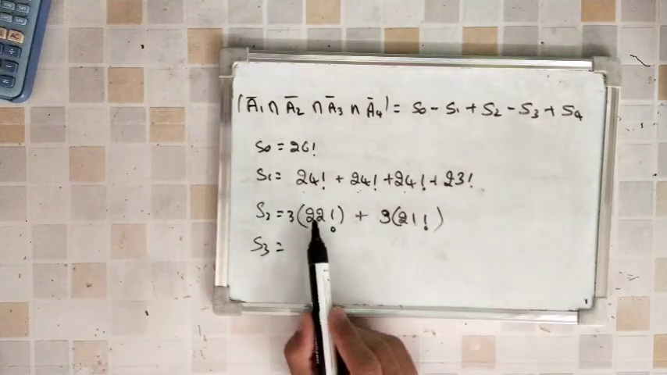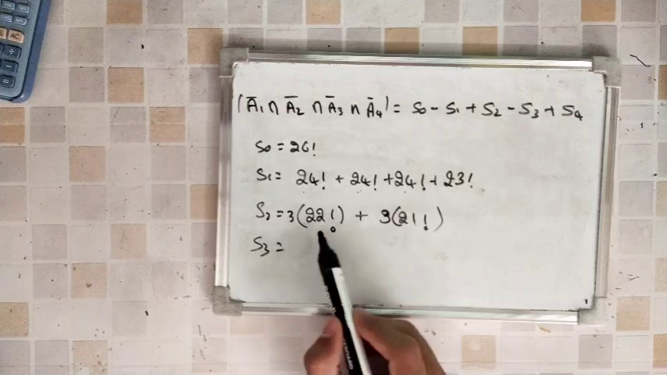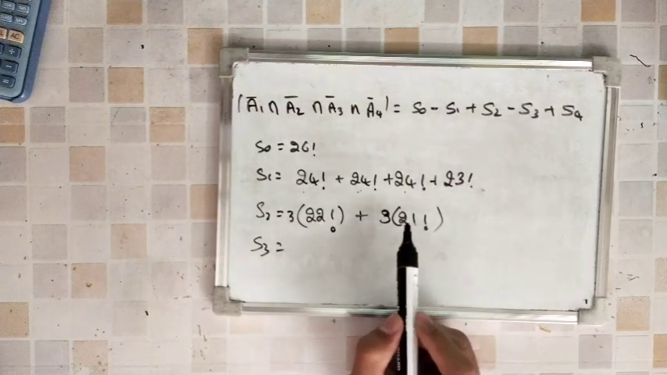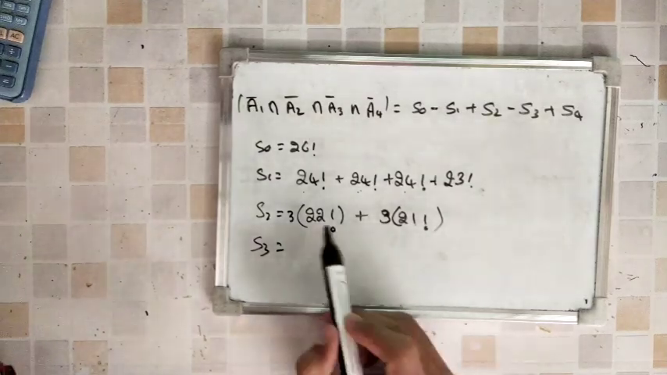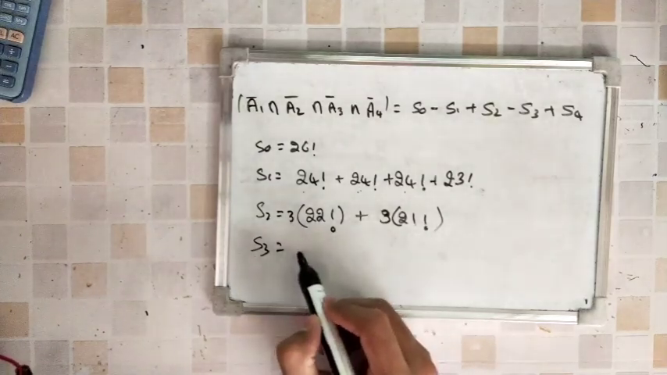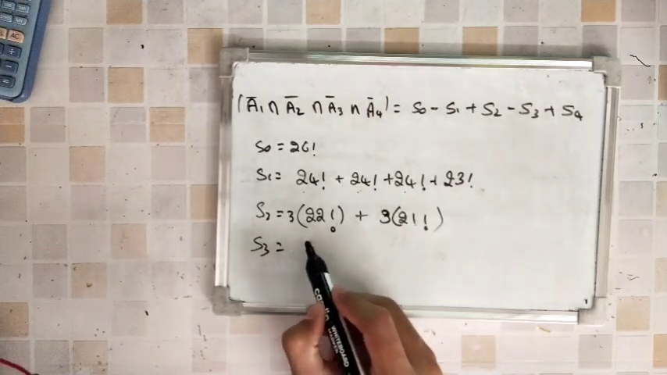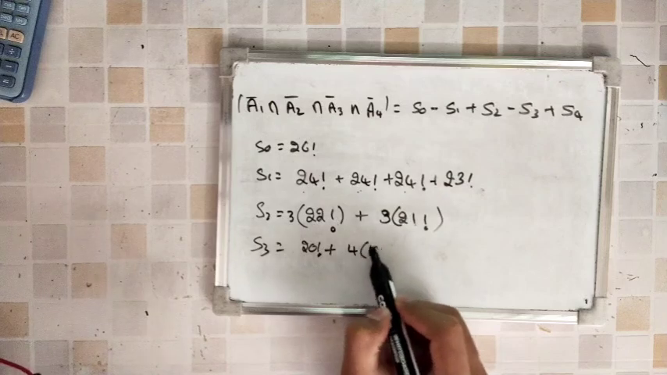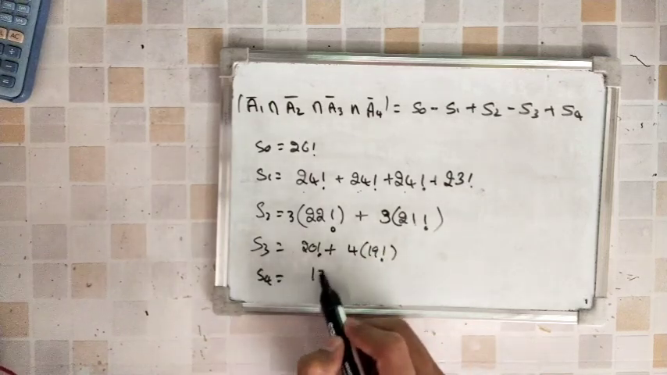So I had that A1 intersection A2, A1 intersection A3, A1 intersection A4, then A2 intersection A3, A2 intersection A4, then A3 intersection A4, like that. Totally how many? 6 were there. Then A3, 3 sets I am taking. So that I had only 1 is 20 factorial plus 4 times I had 19 factorial. Then S4 finally last what I had got, that is only 17 factorial.